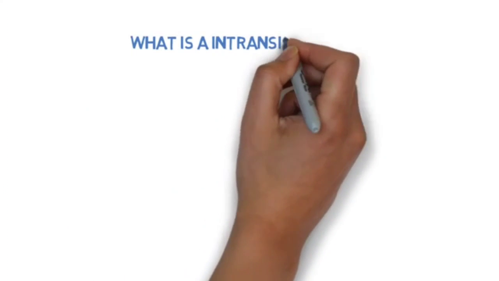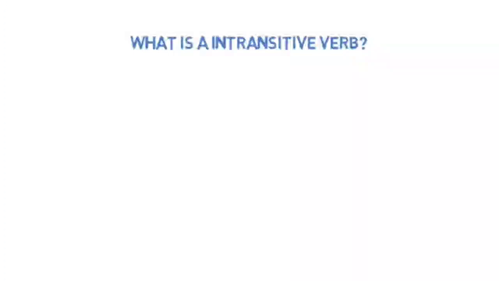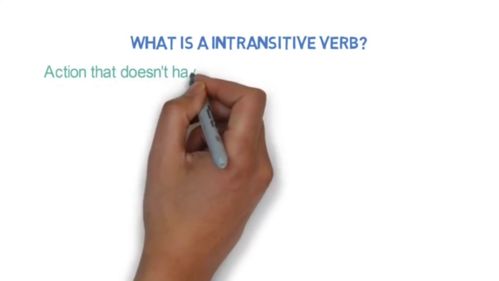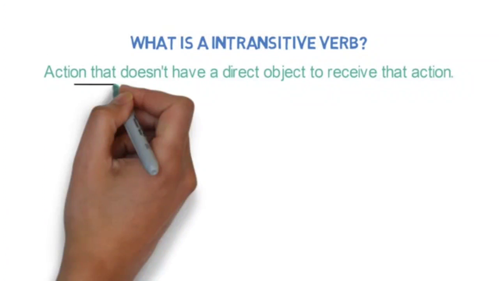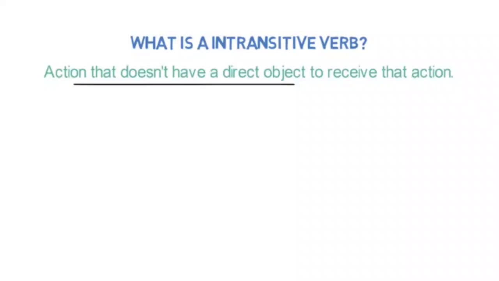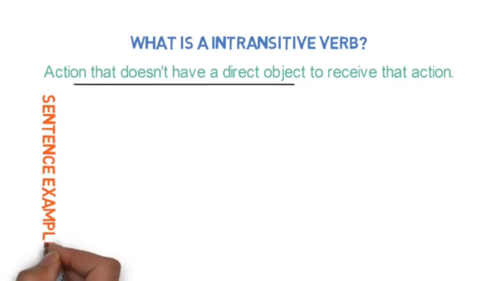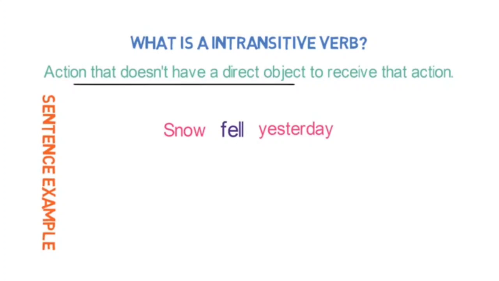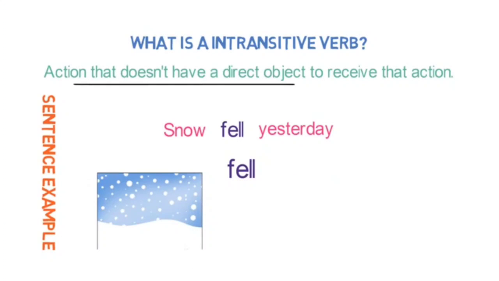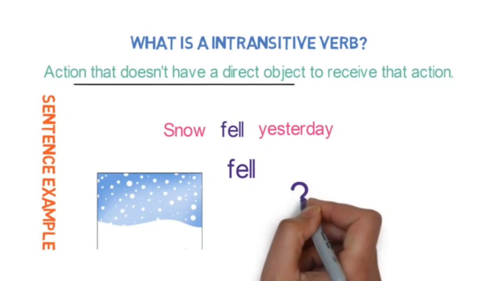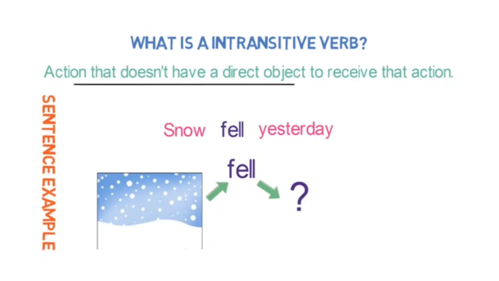What is an intransitive verb? An intransitive verb is an action that doesn't have a direct object to receive that action. So, it is an action word without a direct object. Let's look into a sentence example for an intransitive verb. Snow fell yesterday. Here, snow is the subject and fell is the action. But we cannot say the snow fell on whom. In other words, there is no direct object to receive the action. So, fell is an intransitive verb.